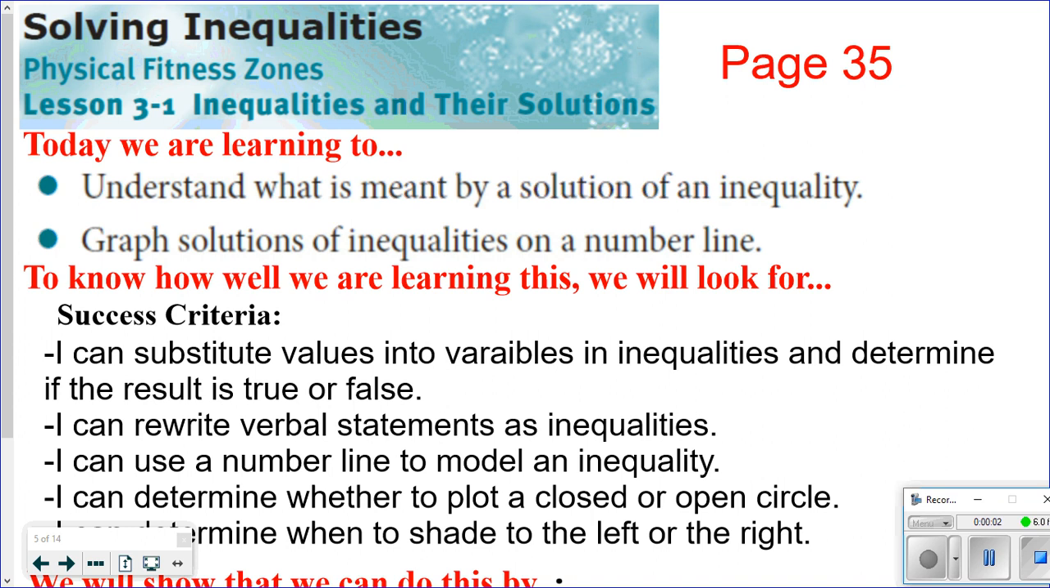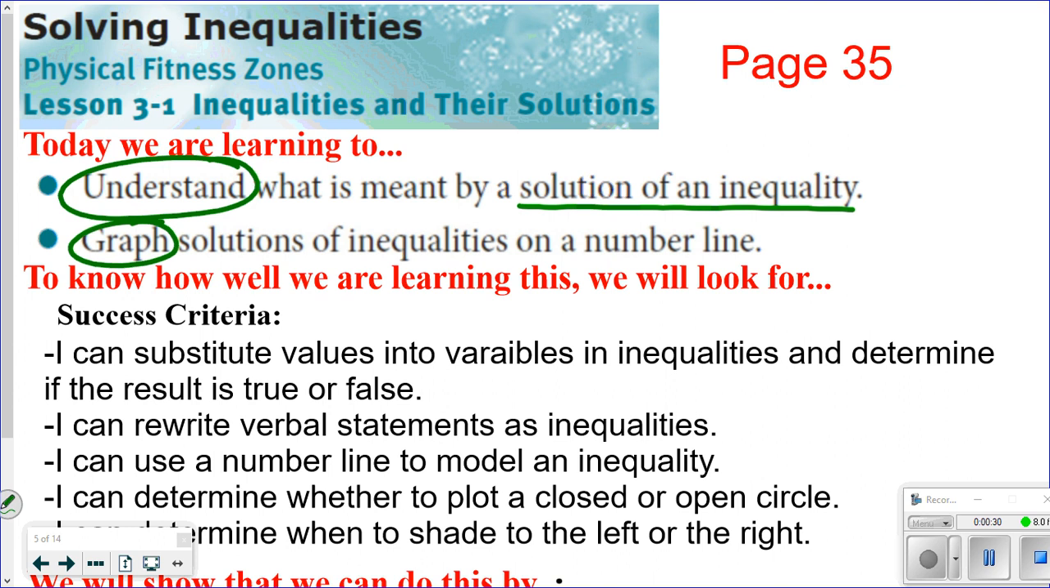Go ahead and open your books to page 35. We are starting a new activity, and it's called Solving Inequalities. So we're going to be in Lesson 3.1 today, which is all about inequalities and their solutions. Our first learning target today is to understand what is meant by a solution of an inequality. And then we're also going to graph solutions of inequalities on a number line.